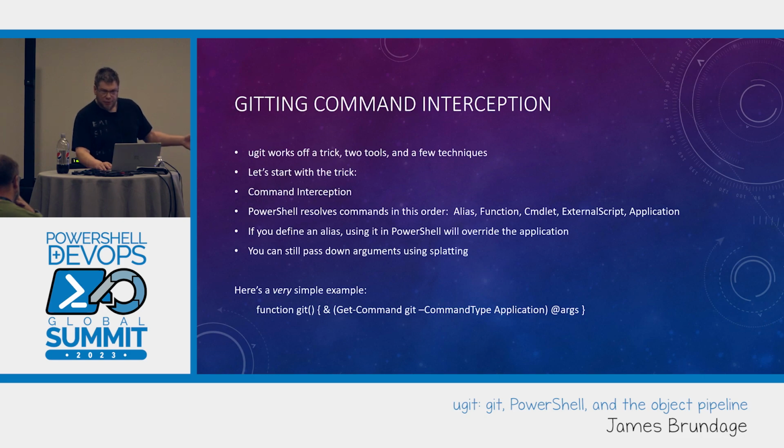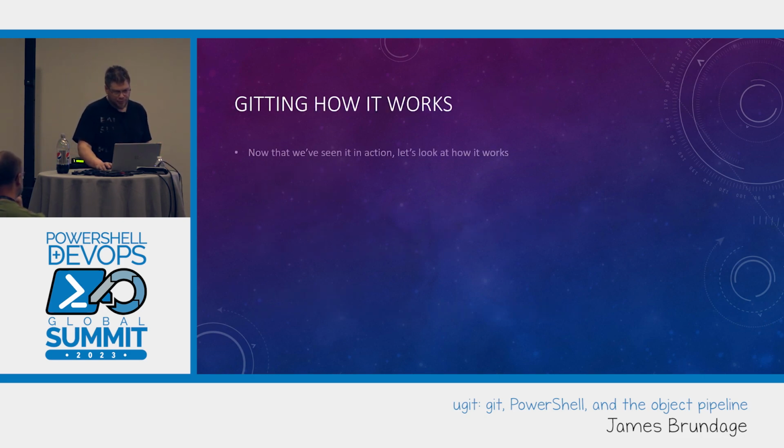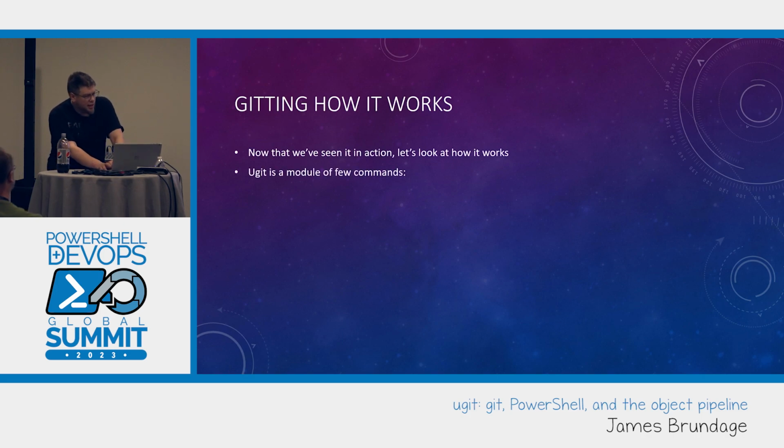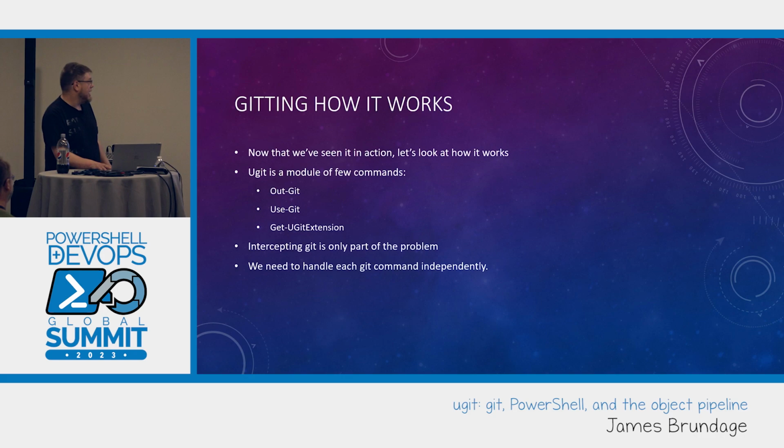So now that we've established that, let's understand a little bit more about how this works. ugit is modular, with a few commands. Intercepting is only one part of the problem. We also need to handle each git command independently. That's the extensibility part. We could do this in one script.